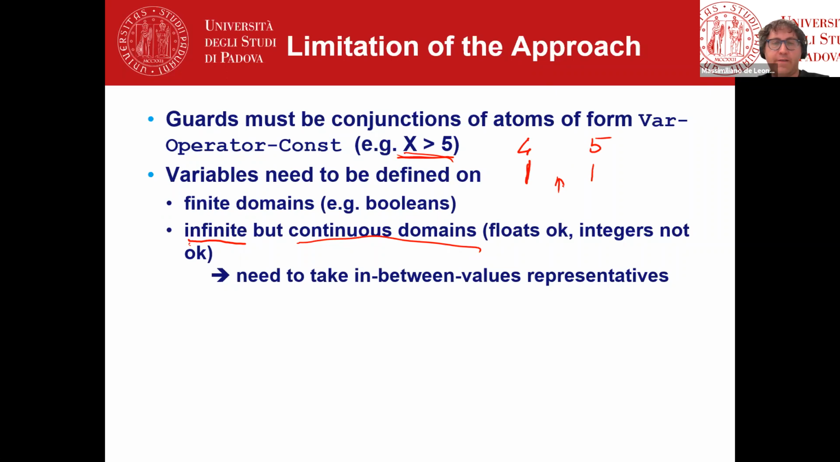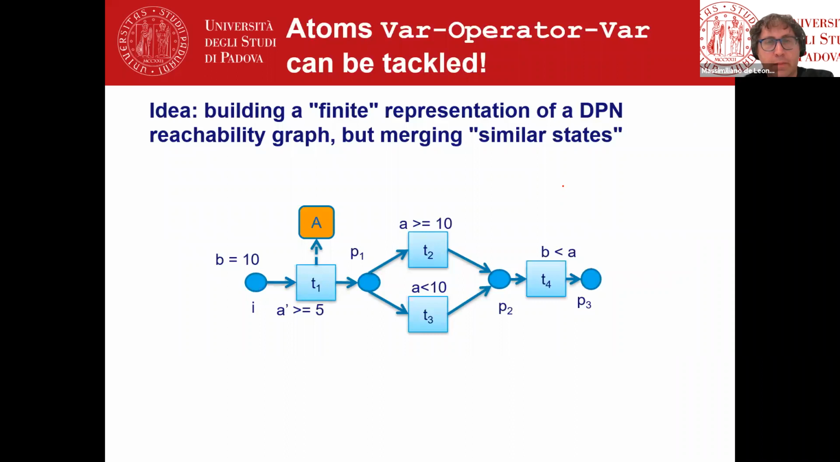Now I will show the last step. I can remove the limitation that there has to be variable operator constant, and I allow atoms in my guards that are of the type variable operator variable. So I'm now allowing for guards such as B is smaller than A. The idea here is that I want to build a finite representation of the infinite reachability graph of the data Petri net by merging together states that are somehow similar. And now I will explain to you why and how I will do that.